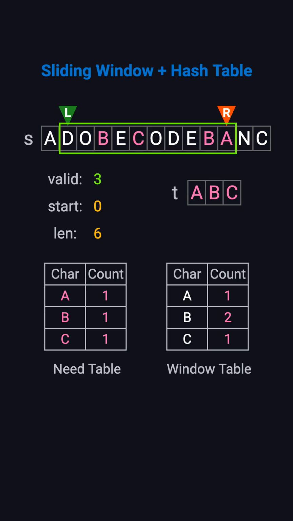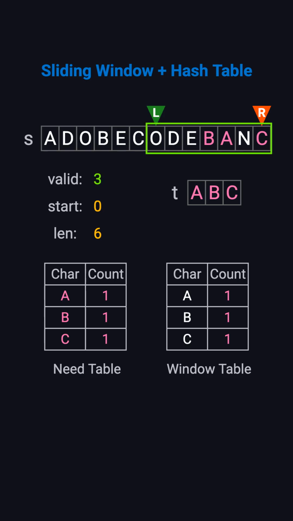Shrink while valid equals 3. Skip D, O. Remove B, count drops to 1 but still satisfied. Skip E. Remove C, C's count drops to 0, valid drops to 2, stop shrinking. Expand again. Skip N, read C, valid becomes 3.